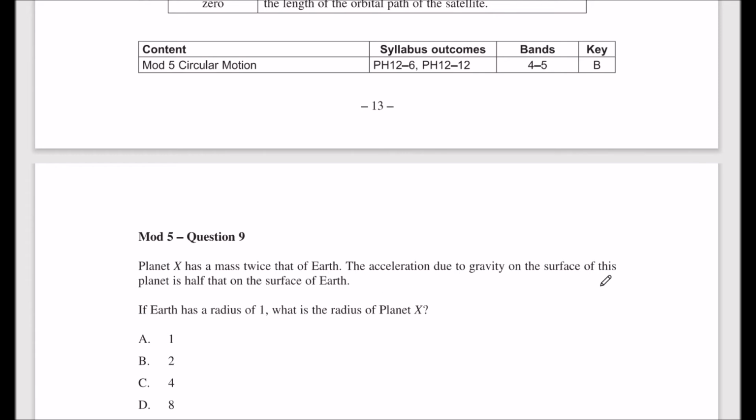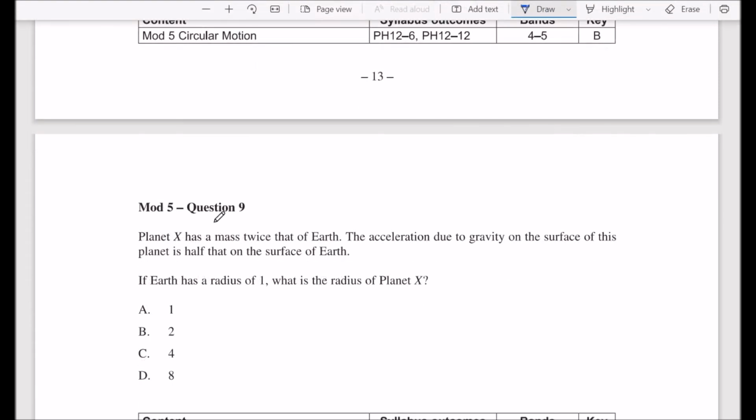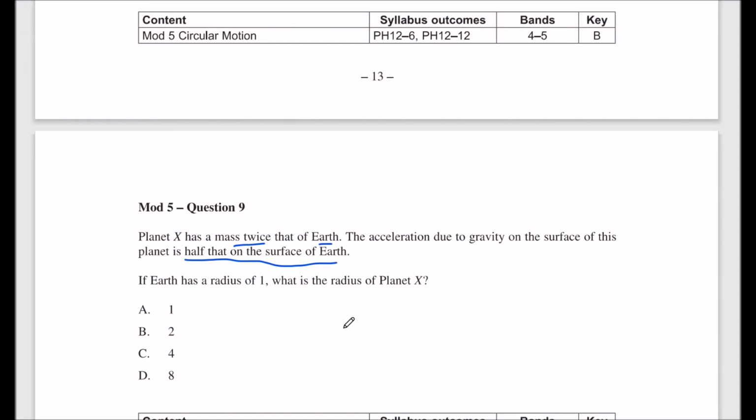Okay, next one here. We have a planet that has twice the mass of Earth. The acceleration due to gravity on the surface of this planet is half of that of Earth. So if the Earth has a radius of 1, what is the radius of planet X?